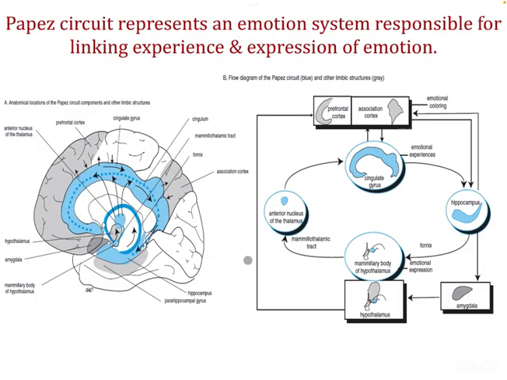Let's talk about this Papez circuit. So Papez circuit represents an emotion system responsible for linking experience and expression of emotion. The proposed site for the emotional experience is the cingulate cortex, which receives the sensory information funneled directly through the thalamus and from different sensory areas in the cerebral cortex. The output from the cingulate cortex is fed through the hippocampus to the hypothalamus via a band of fibers called fornix.